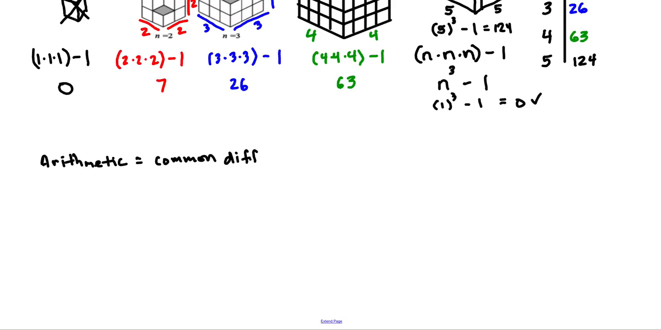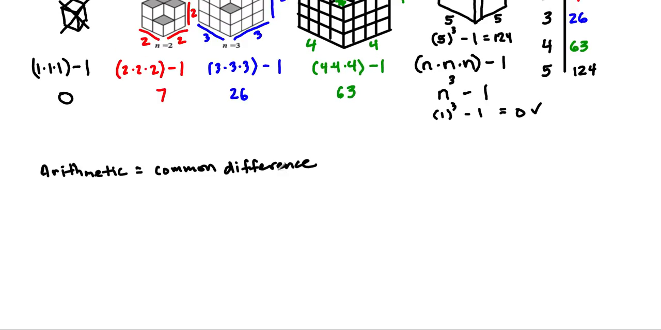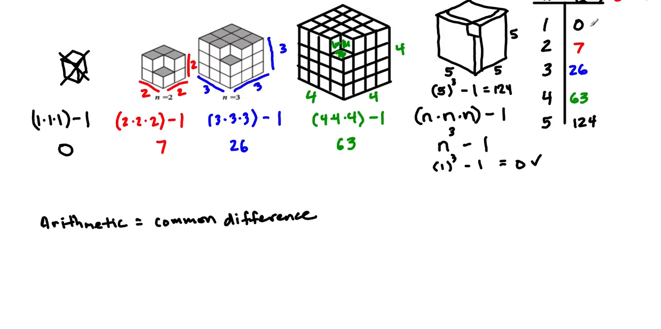And if we look at that now, as we go from one term to the next here, our first term here, if we take 7 minus 0, we get 7. If we take 26 minus 7, you get 19. So already we know that it's not a common difference, so it cannot be arithmetic. So, not arithmetic. Let's think about geometric.